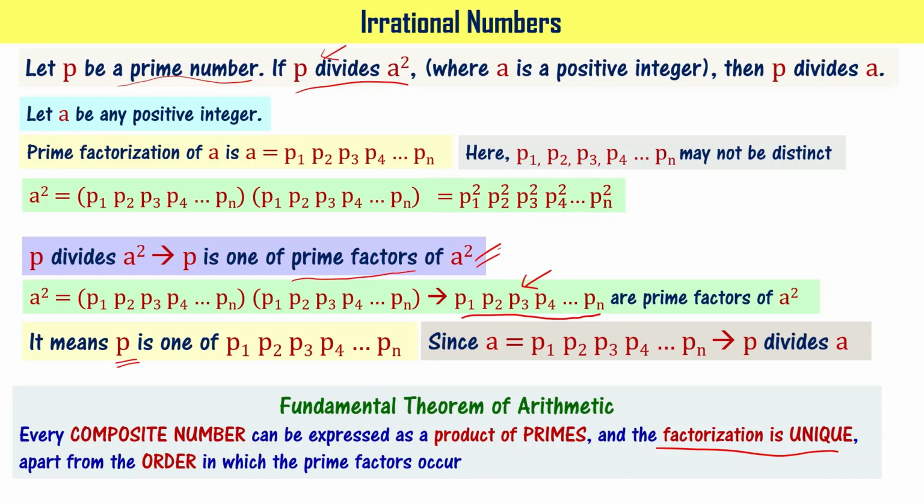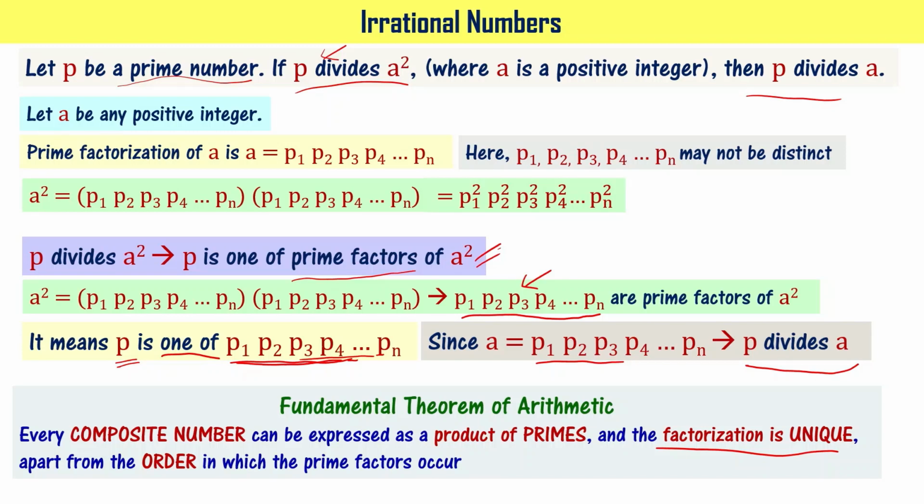Since we said that P divides A square, as per the fundamental theorem of arithmetic, P is one of these prime factors, right? And we already said that A is equal to P1 times P2 times P3 times P4 and so on. And P is one of these. It means automatically P is going to divide A. So the point we have to note here is if P is a prime number and P divides A square, then automatically P divides A. This is what we have to remember.